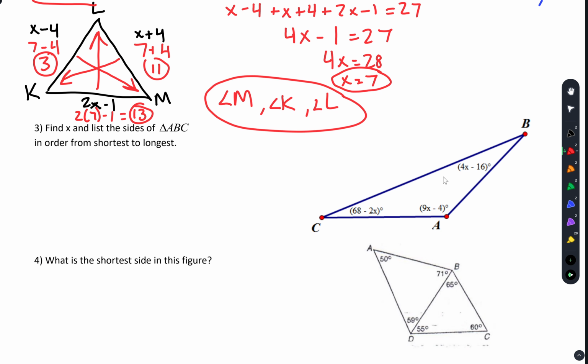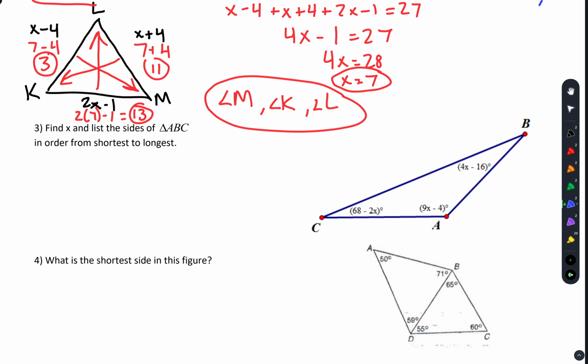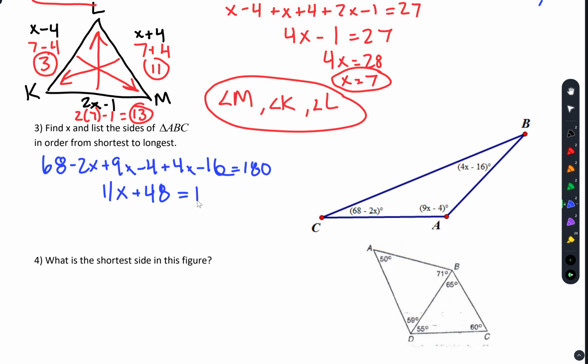Number 3. How am I going to figure out what x is here? What formula do I need to set up for x? All of these angles, what? All the angles equal 180. So I can do 68 minus 2x plus 9x minus 4 plus 4x minus 16 equals 180. And then I'm going to skip some steps here. 11x plus 48 when I combine all my like terms. 11x equals 132. So x equals 12.